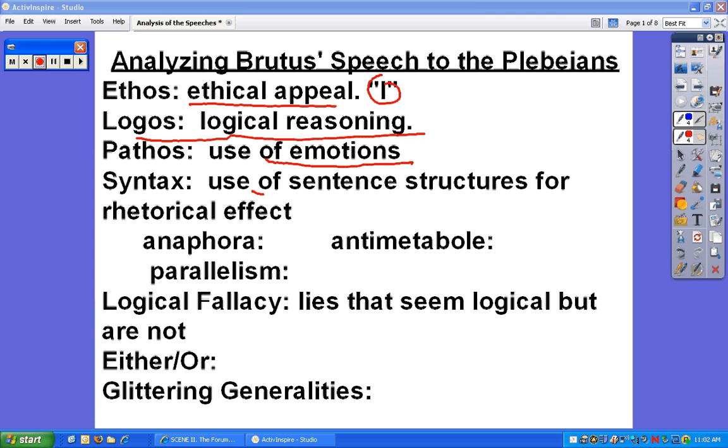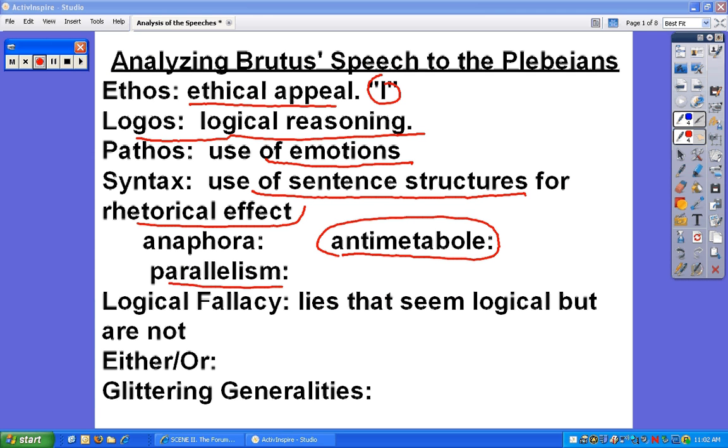Syntax basically means analyzing sentence structure to figure out what its rhetorical effect is on the audience. In particular, we're going to see in today's speech that Brutus uses anaphora, which is the repetition of the beginnings of sentences to get the audience's attention. We're also going to see that he uses antimetabole, which is basically you state one thing in one sentence, and then the following sentence is the not version of the first sentence. We'll take a look at where he does this. Those are all examples of different parallel structures. So we're going to see what kind of effect that syntax and the grammatical structure of sentences have on the intended audience.